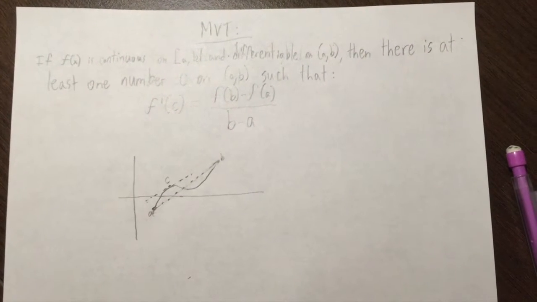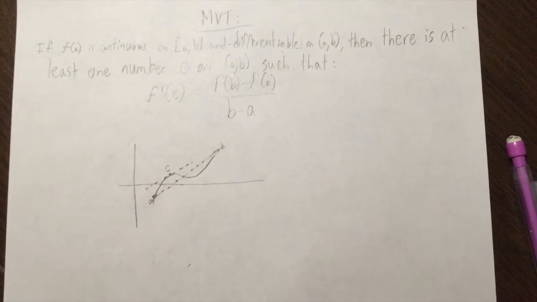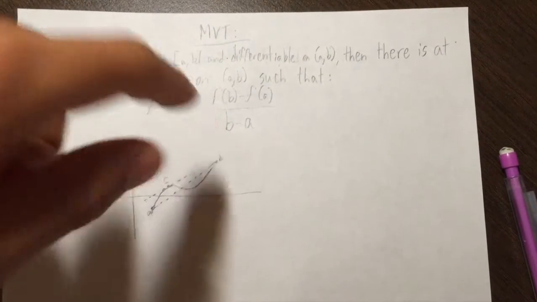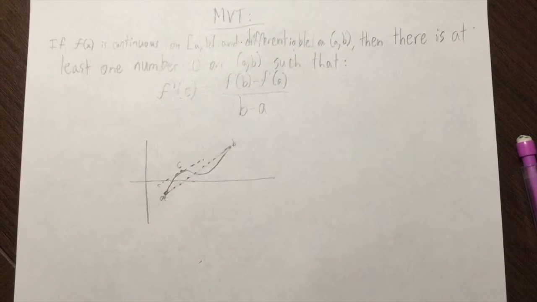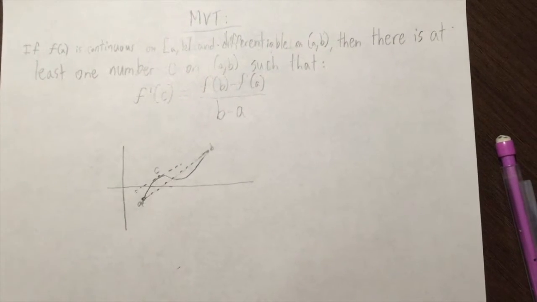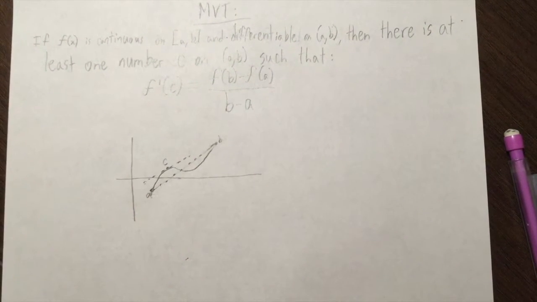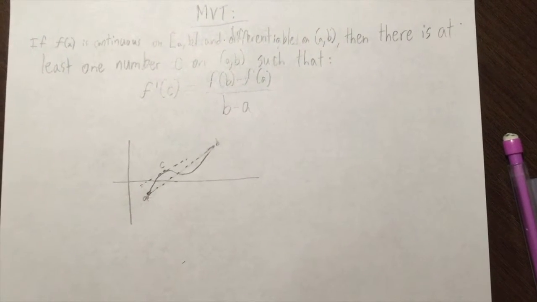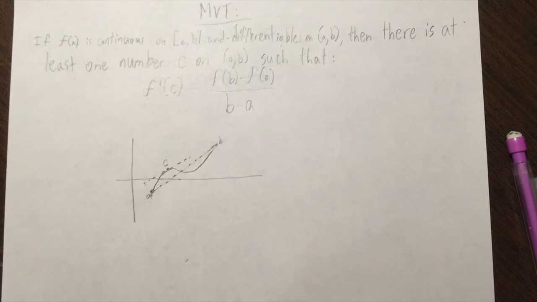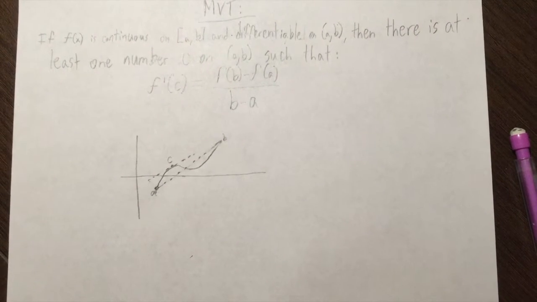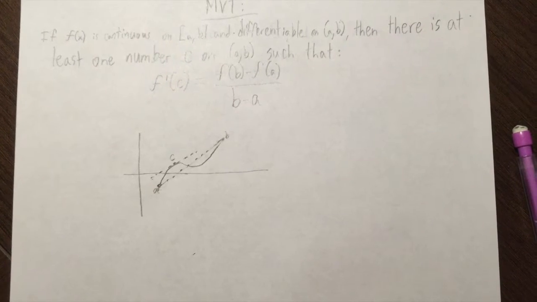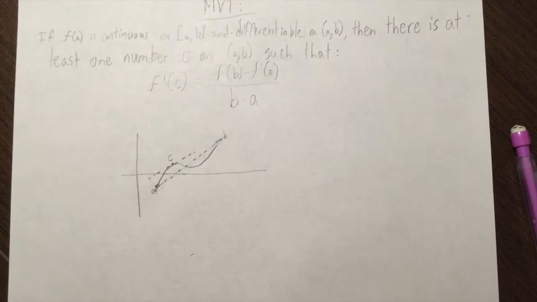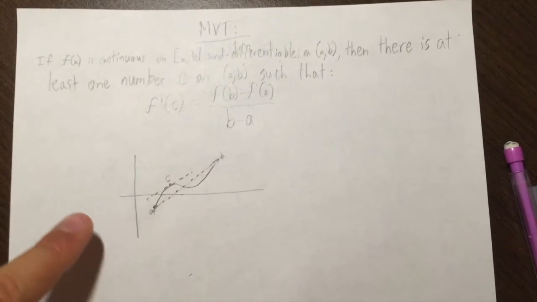So these kinds of problems are helpful to find the average rate of change, which is essentially this statement here. That gives the average rate of change, and then the MVT states that there's at least one x value on the interval where the derivative will be the average rate of change over that interval. Again, that's demonstrated by this graph here.